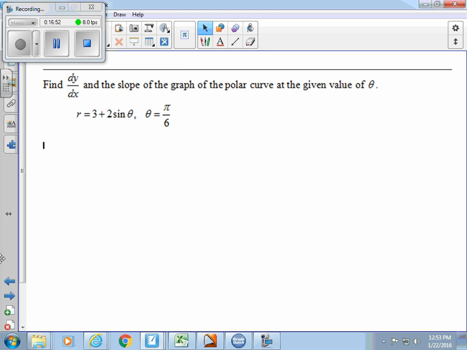I can't really say you're doing good with polar yet because we haven't done anything yet, except the bell ringer. Okay, so how am I going to find dy over dx? What are you doing? Step 1.